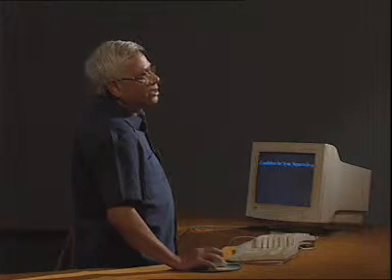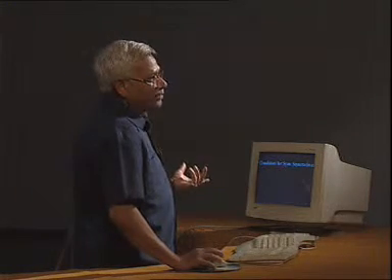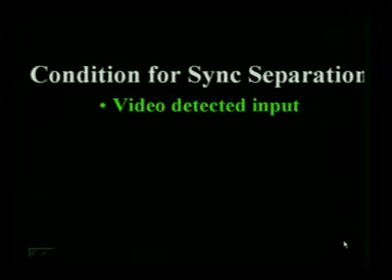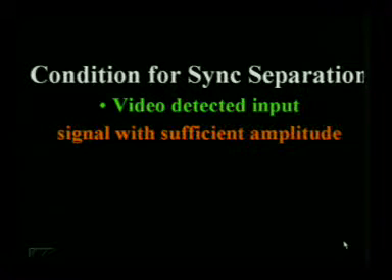What is the condition of sync pulse separation? Though we have shown you the sync pulse separation by animation, for separation it has certain conditions. And what are these conditions? The detected signal should have sufficient amplitude, because the sync separation is based on amplitude, and the amplitude of sync pulses is to be maintained at 25% of the video signal.